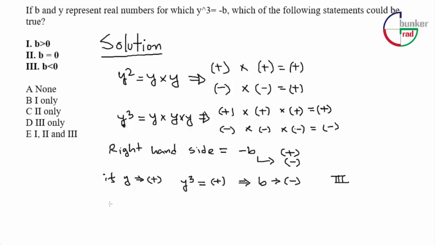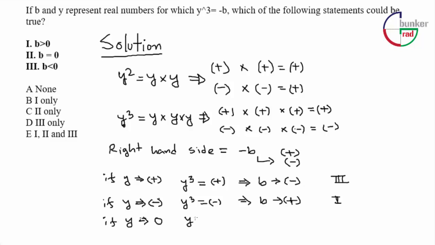Now if we take y equals a negative value, then y cube equals negative. In this case b becomes positive. So b is greater than 0, that's also true. If we take y equals 0, then y cube equals 0, and this is obviously b equals 0. As the question says, b and y represent real numbers, so we can take positive, negative, 0, all types of values here. So the answer is E. 1, 2 and 3 all are true in that case.